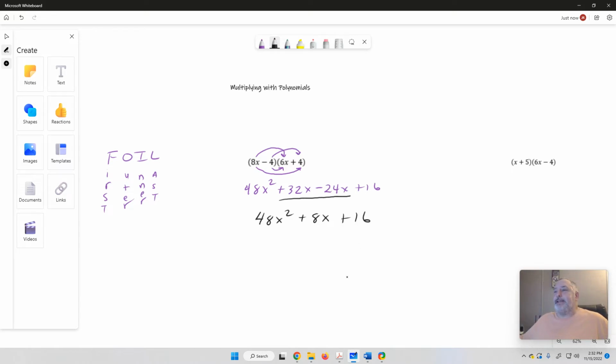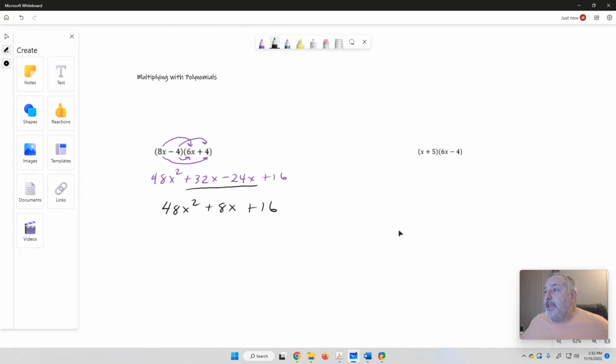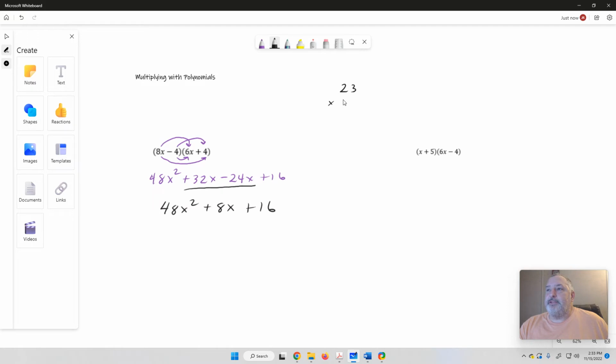All right, so let's take a look at another example and another method. So if this method doesn't work well for you, you remember how in probably elementary school you did like 23 times 12, and you did that. Well, we're going to do that. This is a stacked multiplication. So we got 6x minus 4 times x plus 5.